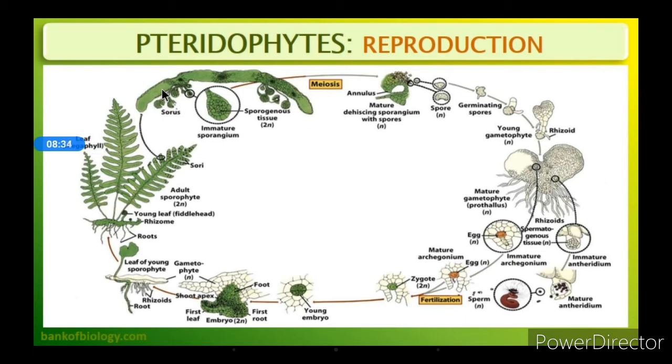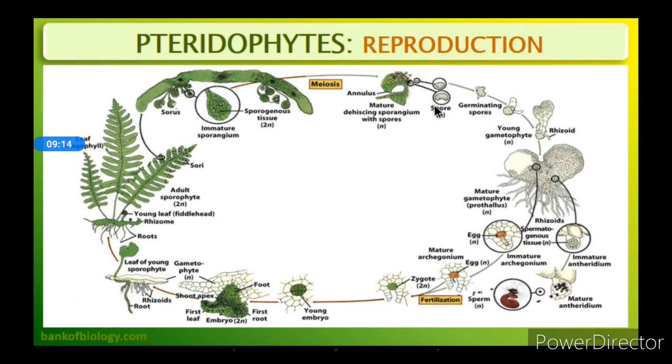And here you can see the full detailed picture of the life cycle of these pteridophytes. Let's see. So this is the fern, which consists of the sporophylls, and the magnified picture of this you can see here, which consists of sporangia, and inside the sporangia what will be there? Spores will be there. So by meiosis, you can see here, this is the dehiscing sporangium with spores. Dehiscence means breaking open. So the sporangia, spores will be released.